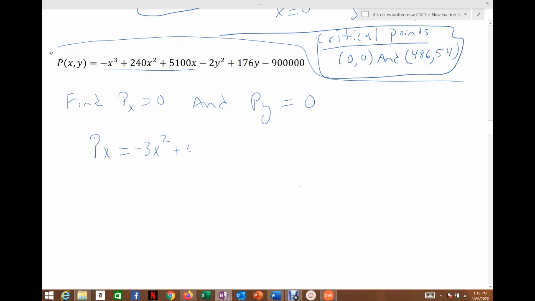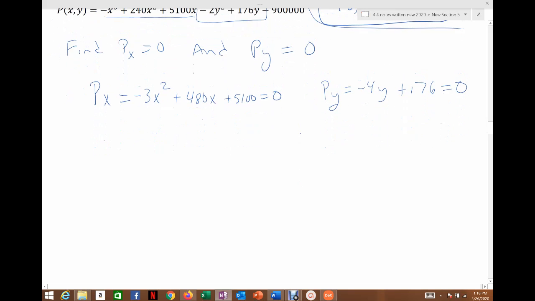240x squared comes out 480x, and 5100x comes out 5100. And I'm going to go ahead and set it equal to 0 so I don't forget. All right, then my first derivative with respect to y. Those are the only y values. Everything else will 0 out because it's constant. And so the derivative with respect to y is going to give me a negative 4y plus 176, and again I'm going to set it equal to 0 so I don't forget.